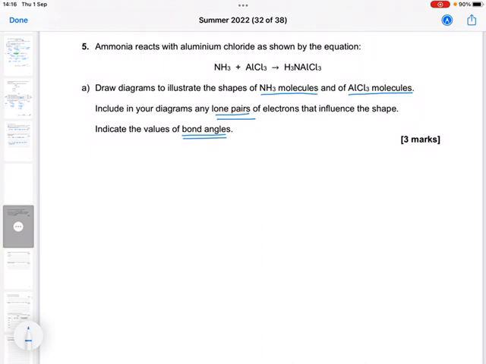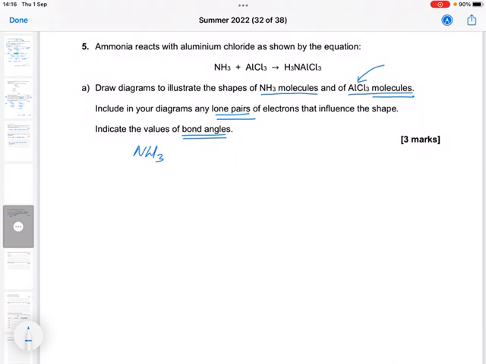as well. Very often people will draw this ionically. It is not ionic. The clue here is the word molecules, which is telling you it is covalent, i.e. simple molecular, macromolecular. Okay, so make sure that you are drawing these as covalent molecules. So let's start with ammonia.